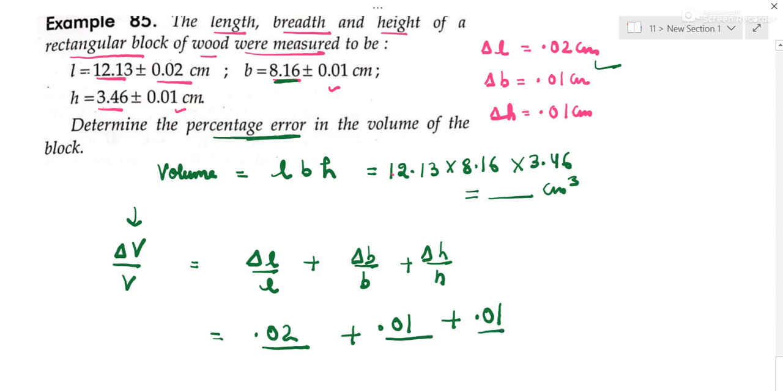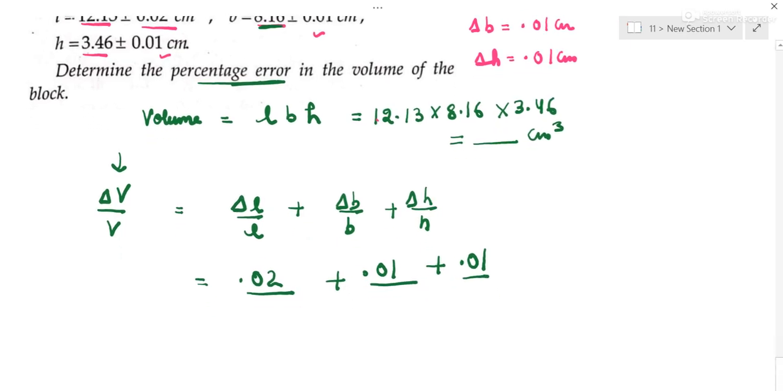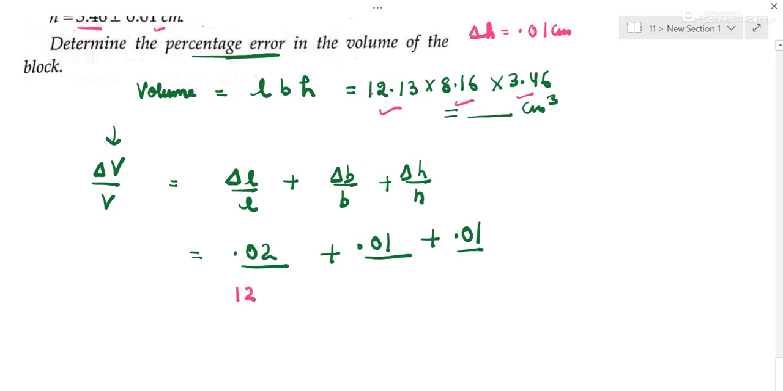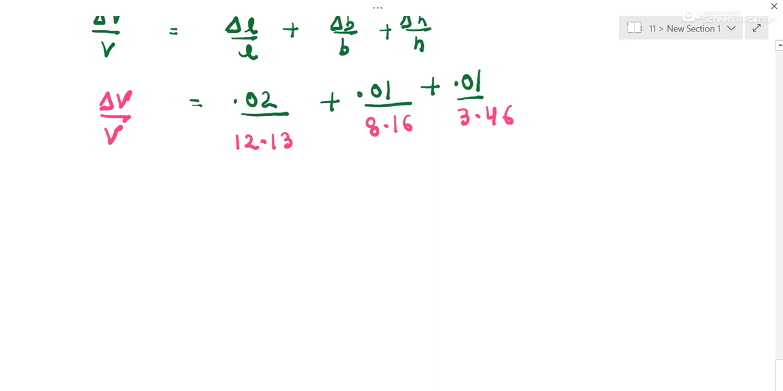Now let us substitute the main values. Main values, you can see it's this, this and this. Substitute. This is equal to relative error in volume. But we have to find out percentage error. So just simply multiply this side with 100 and this side with 100. So this becomes your percentage error in volume.